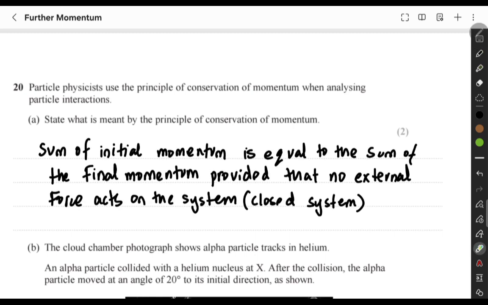So this is what you need to write. The sum of the initial momentum is equal to the sum of the final momentum, provided that no external force acts on the system, so the system is a closed system. But we can also write total initial momentum as well, the same thing. But yeah, this is going to be the 2-mark answer. The first mark you're going to get for writing till here, and the next mark you're going to get is this point. So make sure you understand and memorize this to secure your 2 marks.